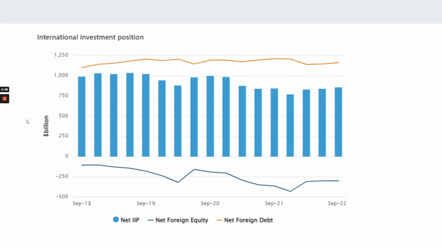And what that actually means is that in net terms, we own more assets. So let's have a quick look at what it looks like. We own more assets, compared to what the rest of the world owns in Australia. It's a bit of a mouthful.